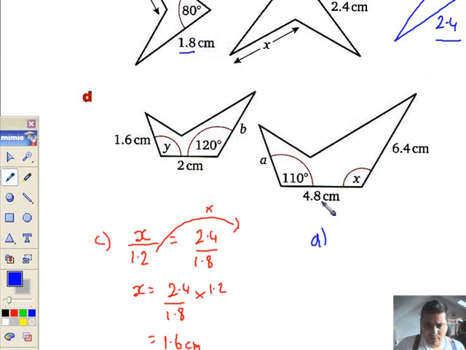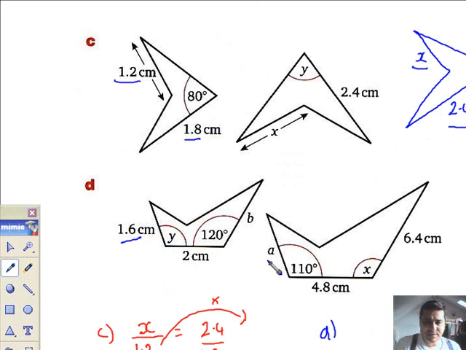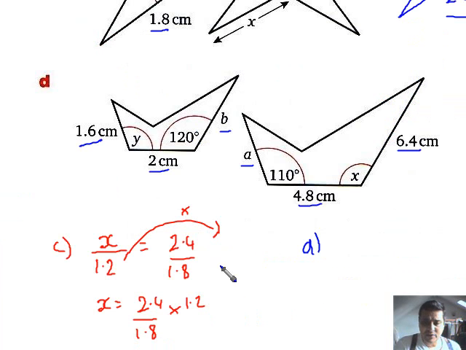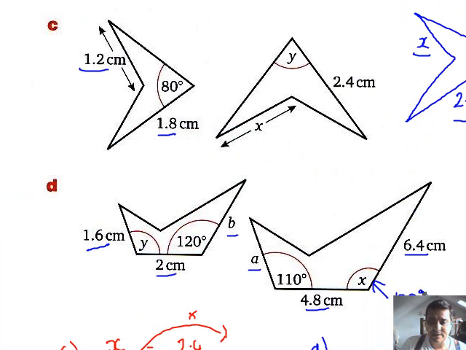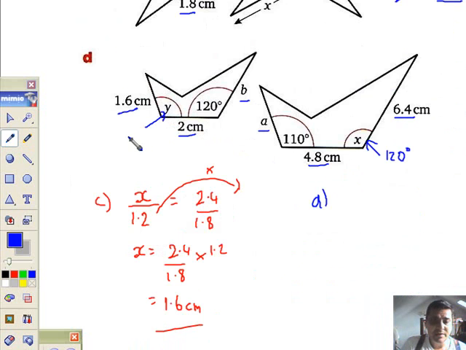So same sort of thing, it's drawn around the right way for us, which is really good. So 1.6 matches A, the 2 matches the 4.8, the 6.4 matches the B, and look, straight away 120 matches the X, so that's 120 degrees, and the 110 and the Y also match in the corresponding position, therefore Y is 110 degrees. No further working required or needed.